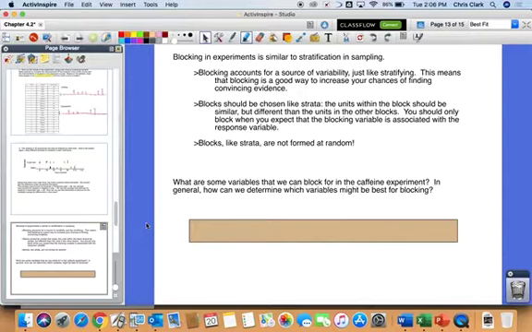Now, in general, we determine the best variable that we think affects the response the most. Because in the caffeine experiment, could we block for every single variable? We could, but should we? Probably not. You'd have to have this huge big sample. We'd have so many different groups, so many blocks. It would just be crazy. Yeah, male and female is a good one. Elijah said that.